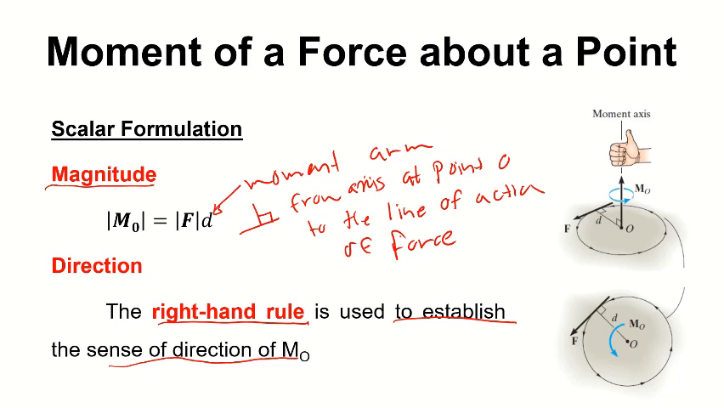So according to this rule, the natural curl of the fingers of the right hand as they are drawn towards the palm represents the rotation, or if no movement is possible, there is a tendency for rotation caused by the moment, right? So if you take your right hand and direct your thumb in the direction of the moment axis, then the natural curl of your fingers will represent the rotation direction, right? So this is how we determine the magnitude and the direction, right?